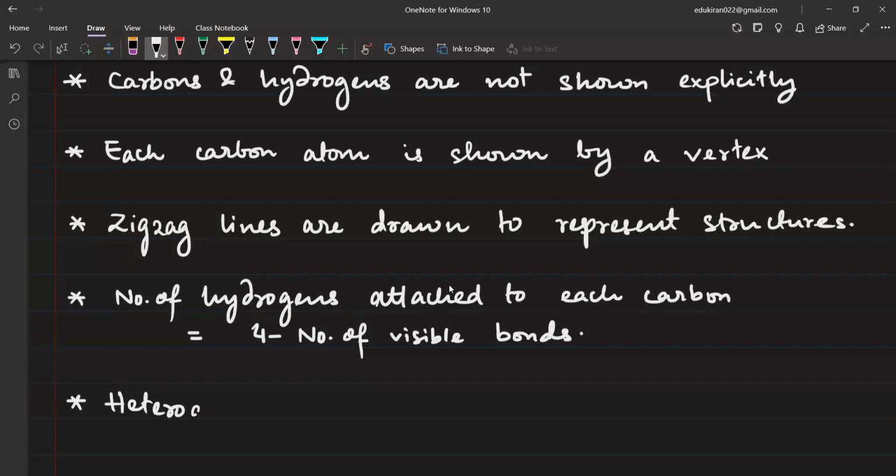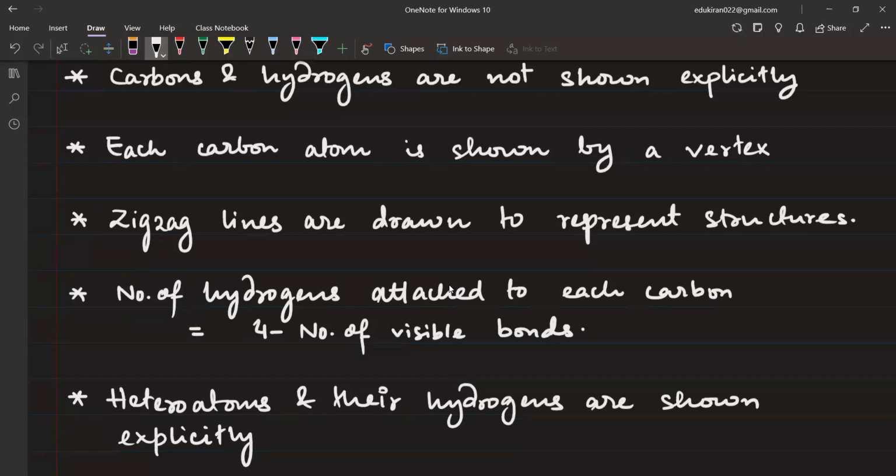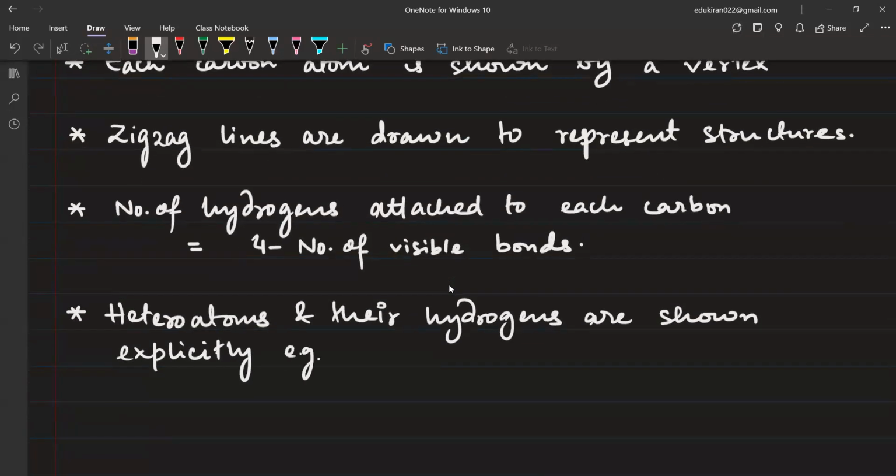Next point is heteroatoms and their hydrogens are shown explicitly. Okay, heteroatom means, for example, if you have oxygen, then both its bonds will be like this. If you have OH, oxygen and its hydrogen, you have to show both of them. If you have, for example, NH3, so nitrogen, in which we have attached 3 hydrogens, it is going to be present. If I have 2 degree amine, so nitrogen is further attached to carbon atom. Here also carbon atom, and so this will be NH2.